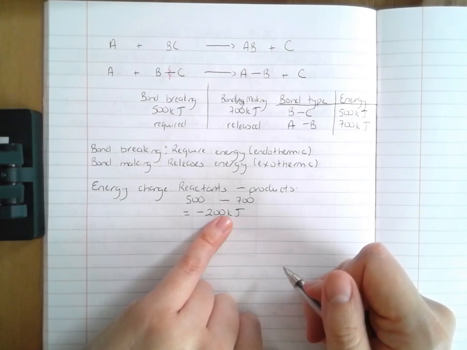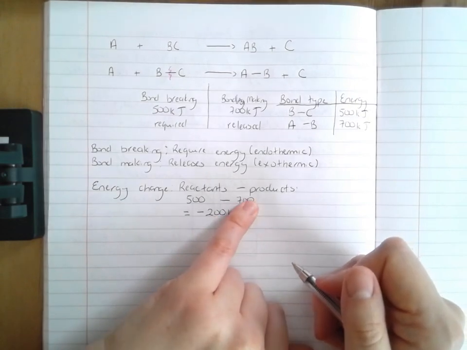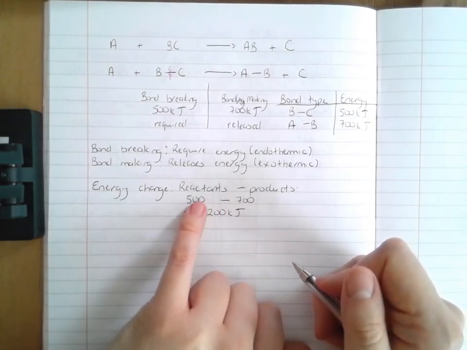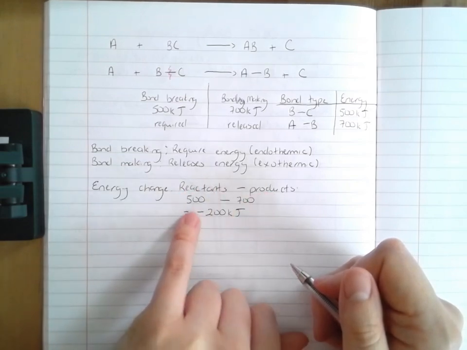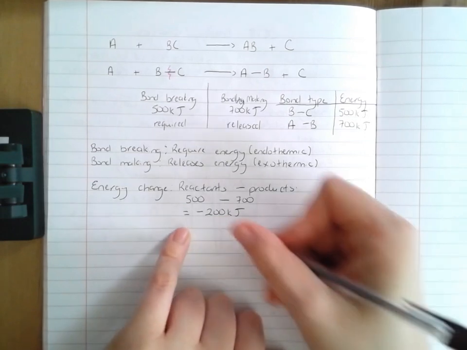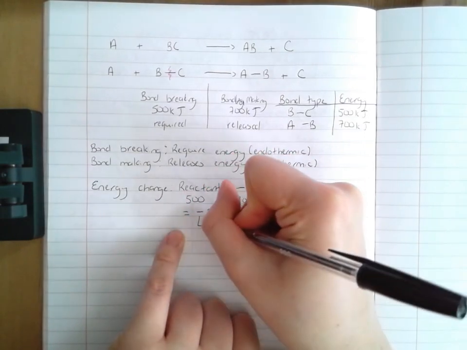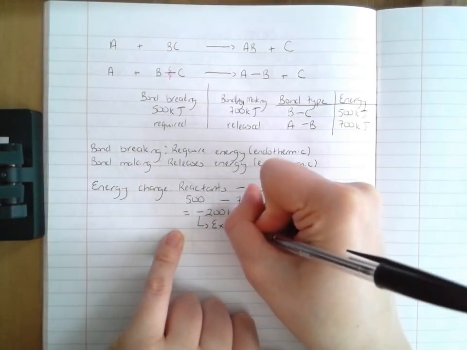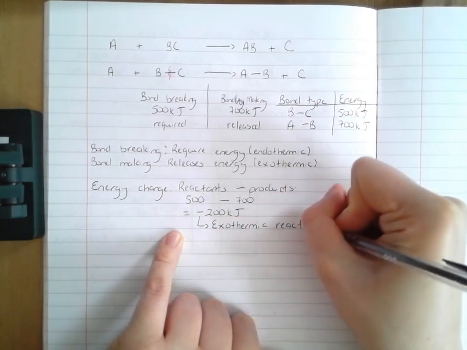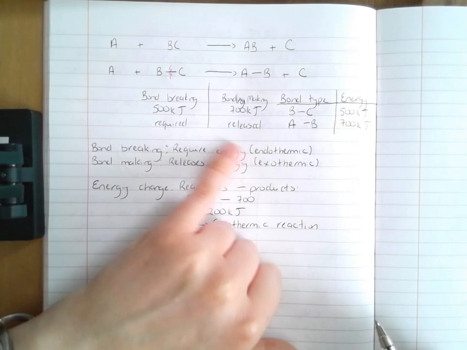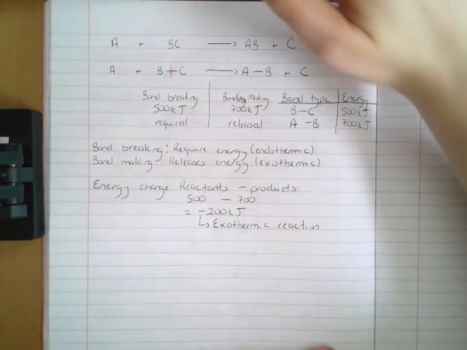And what this tells me is that more energy was released than was required. That, according to my equation, is going to give me a negative value. And anytime you have a negative value, you have got an exothermic reaction. So this reaction here is exothermic.